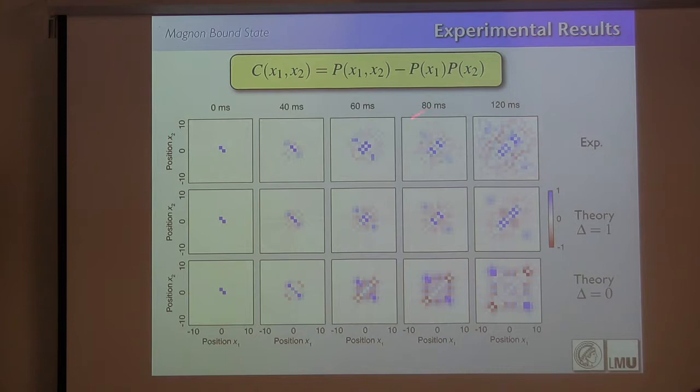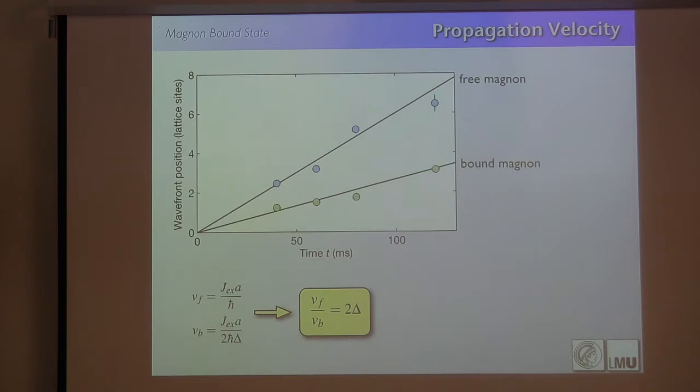So it's very, very nice agreement between theory and experiment, and we can even compare the different propagation velocities, and you also already see what I told you in words before. These bound objects, these magnons, in essence you can think of them as the most elementary magnetic solitons that you have. They become heavier and heavier the larger they become, and move slower than single magnons in the lattice.